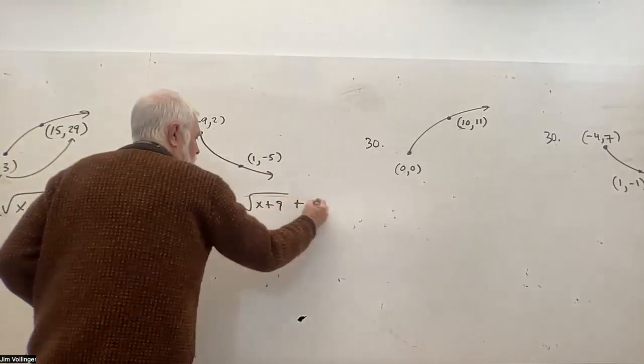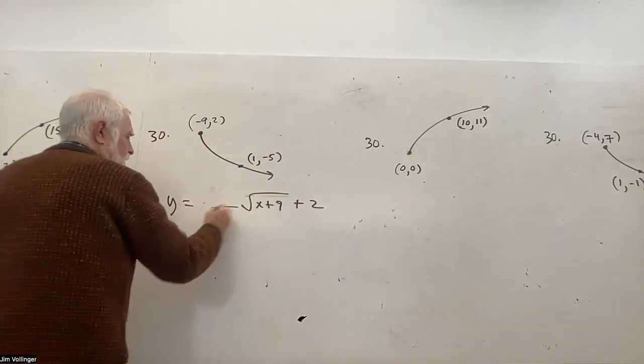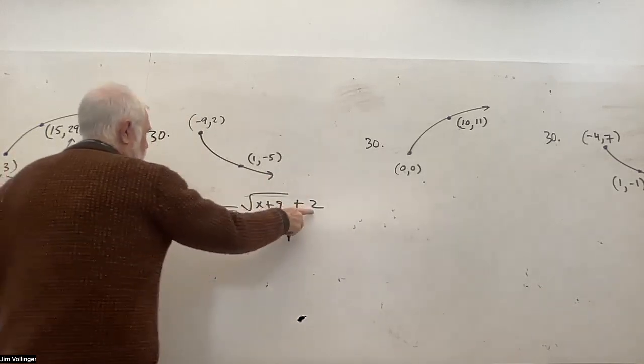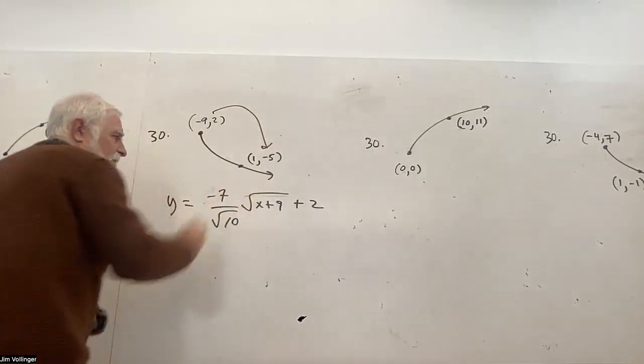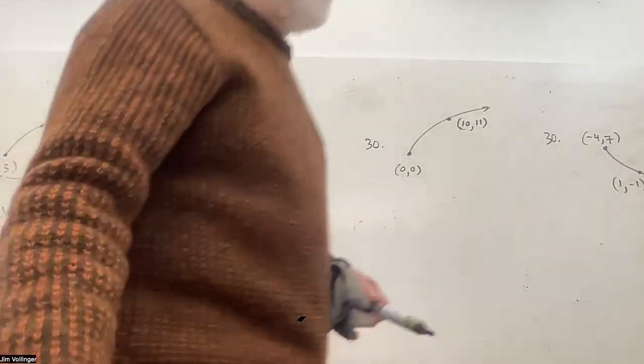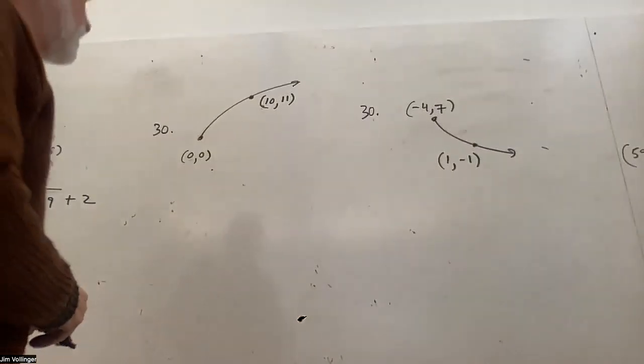All right, so x plus 9. I want a 2. I plug a 1 in, I get the square root of 10, which added to 2 does not take me to minus 5. From 2 to minus 5 is minus 7. You should be able to see the pattern now. So, pause the video. You try this one. I'm just going to write the answer.